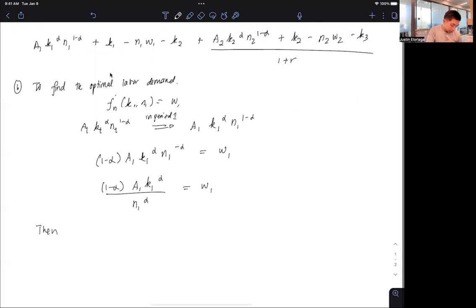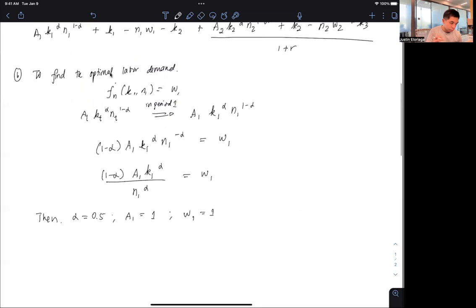Okay, well, we know a couple of things in the problem. We know that alpha is 0.5. We know that A1, or A in general, is 1. The real wage is also 1, right? So we can simplify this even further. So you get 1 minus alpha, 1 minus 0.5, times 1.